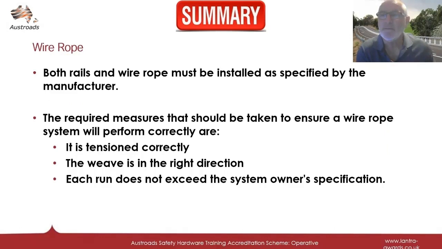In summary, both rails and wire rope must be installed as specified by the manufacturer. The required measures that should be taken to ensure a wire rope system will perform correctly are: it is tensioned correctly, the weave is in the right direction, and each run does not exceed the system owner's specification.